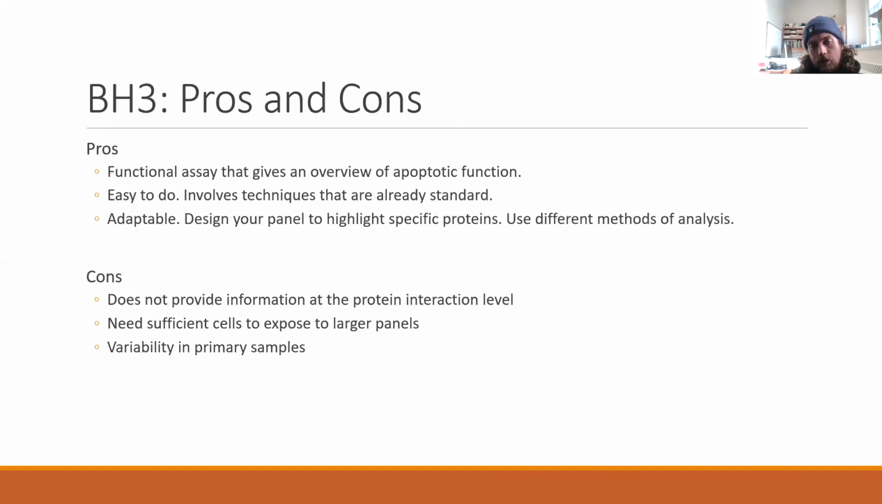The cons are that it's an overview of the system, but it doesn't necessarily provide information at a protein binding level or a specific interaction level. So in some ways it's a jumping off point for future experiments. You do need sufficient cells if you're exposing to larger panels. For example, in my panel, if I don't have about 5 million cells in a sample, it gets harder to get a sufficient number of events to appropriately quantify my results. Also, in primary samples there's lots of variability in intrinsic cell death and responses, so you need to do a lot of primary samples to get reliable results.